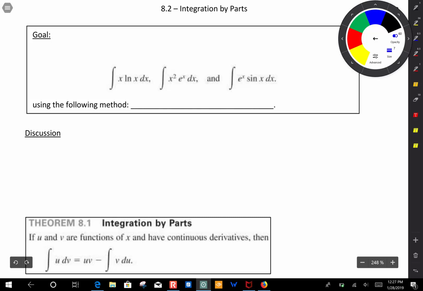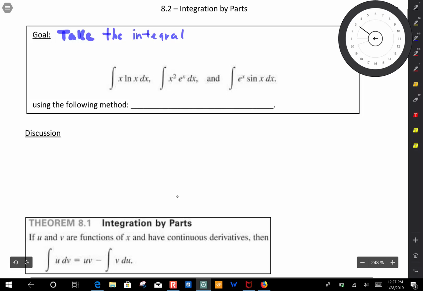So the goal is to take the integral involving products of algebraic and transcendental functions. Okay? So that's what this is about.